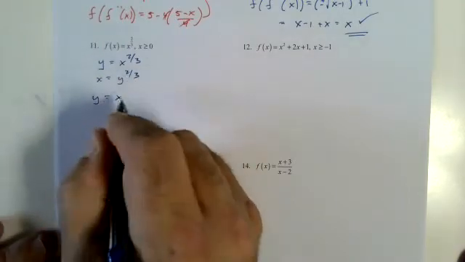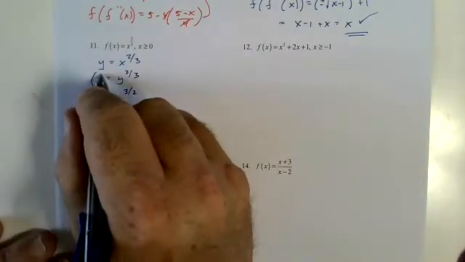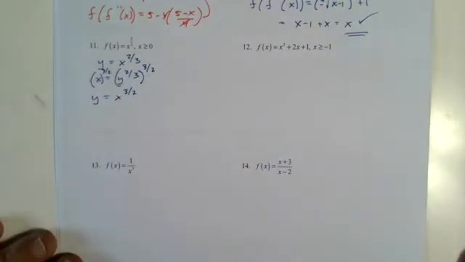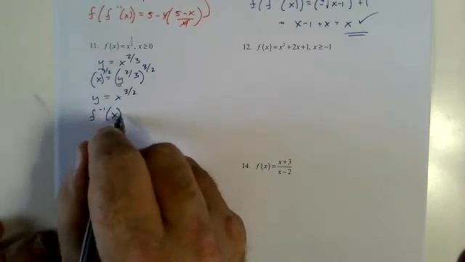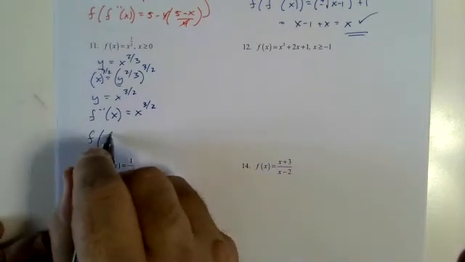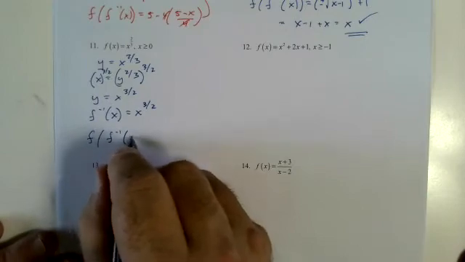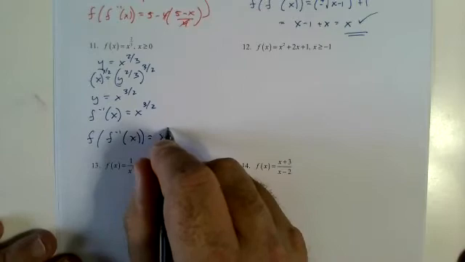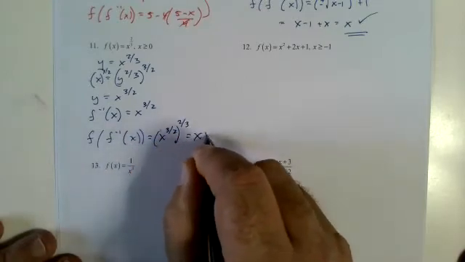Y equals x to the 3/2. Whoa, what just happened? Did that to the 3/2, and that to the 3/2. So our inverse, f of negative 1, this is going to seem real silly. X to the 3/2 to the 2/3, x, check.